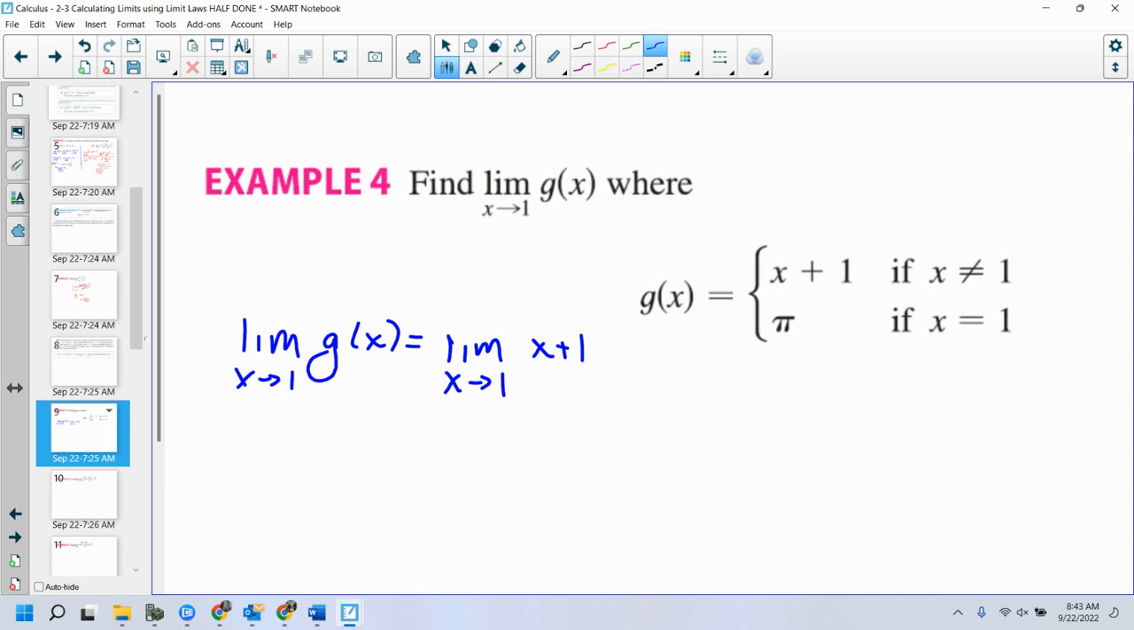See, that's what that last statement was saying. If you can replace a function with a new one, you can evaluate the limit at the same place, as long as it's happening around a, in this case 1. All right, so in this case, I can do direct substitution. 1 plus 1 is 2. So the limit as x goes to 1 of g of x is 2.